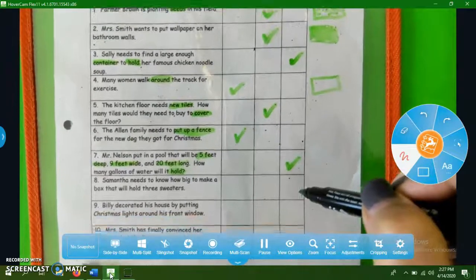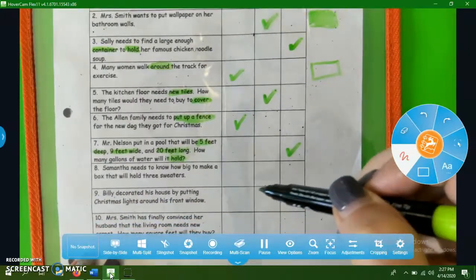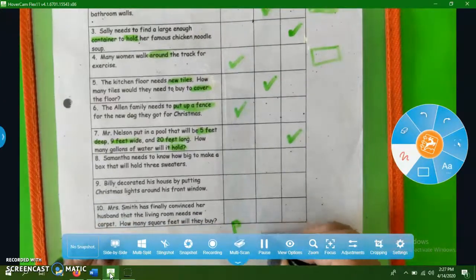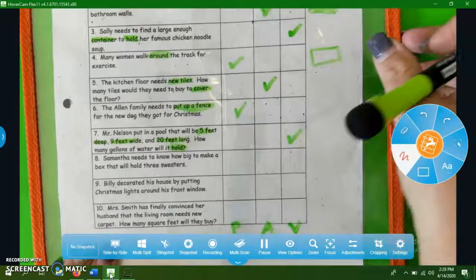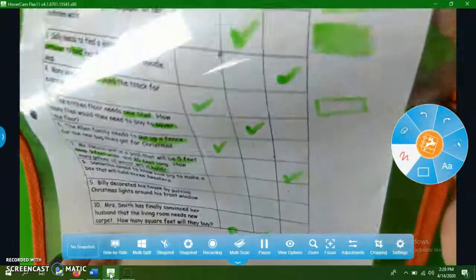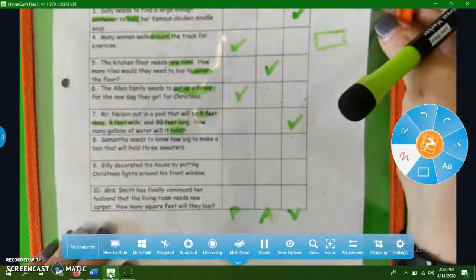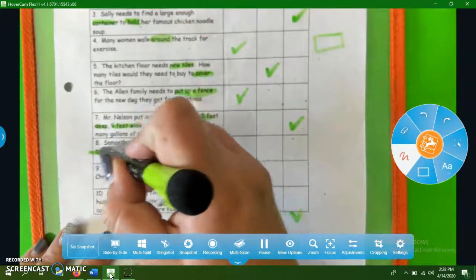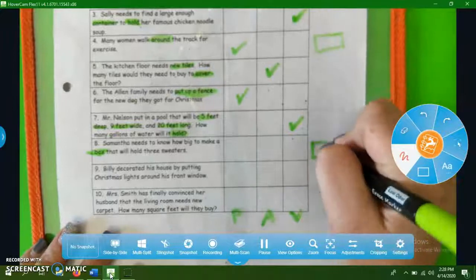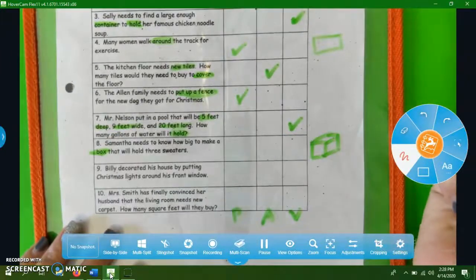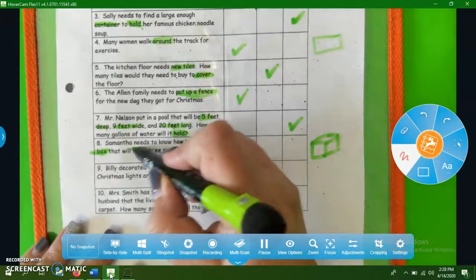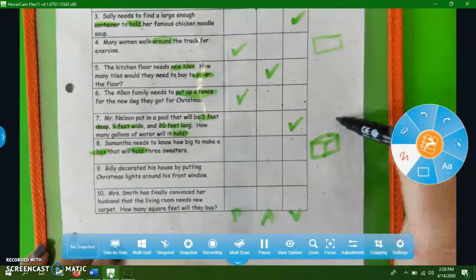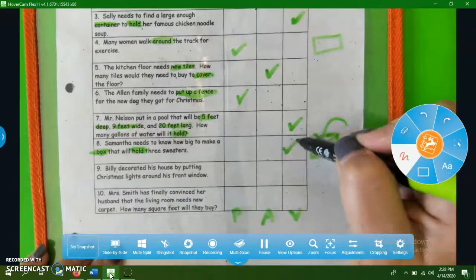Alright, skipping down to number 8. I'll just write these in down here so that you guys can still see what we're picking. Perimeter, area, volume. Number 8, Samantha needs to know how big to make a box that will hold 3 sweaters. I have 2 really big clues here. One, I'm talking about a box, so I'm talking about a 3D shape. And I want to put things in it. I want to put sweaters in this box. So if I want to know how much it will hold, then I'm going to calculate the volume.